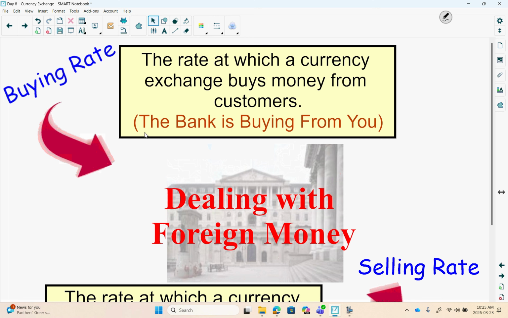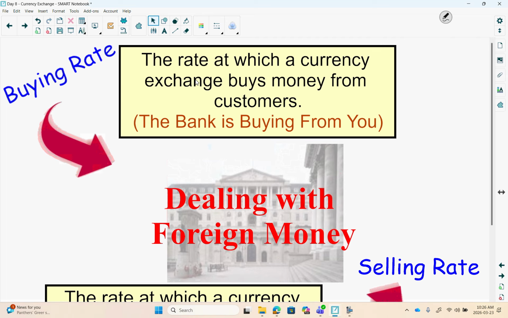But we're going to start talking about buying rates and selling rates. And you want to think about the bank's perspective. So the bank is buying from you, you would use the buying rate. So think about that transaction. If the bank's buying from you, you're actually selling to the bank.